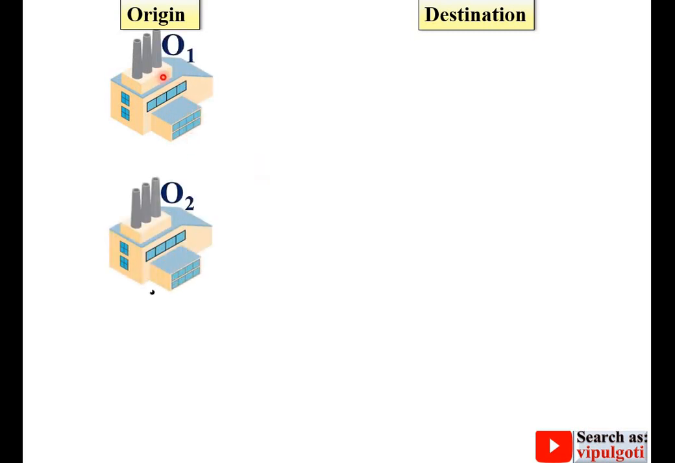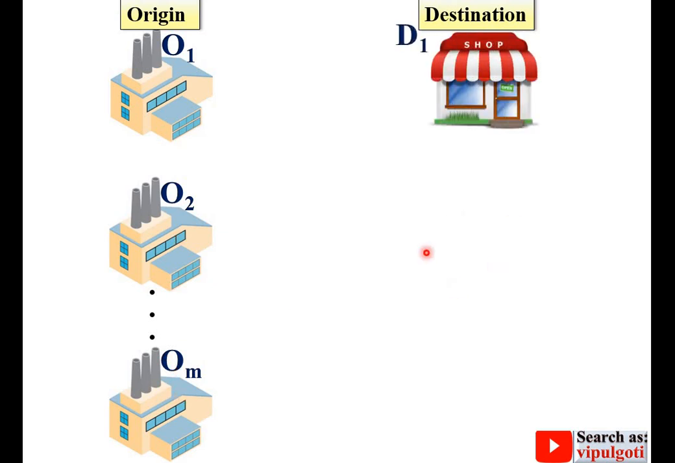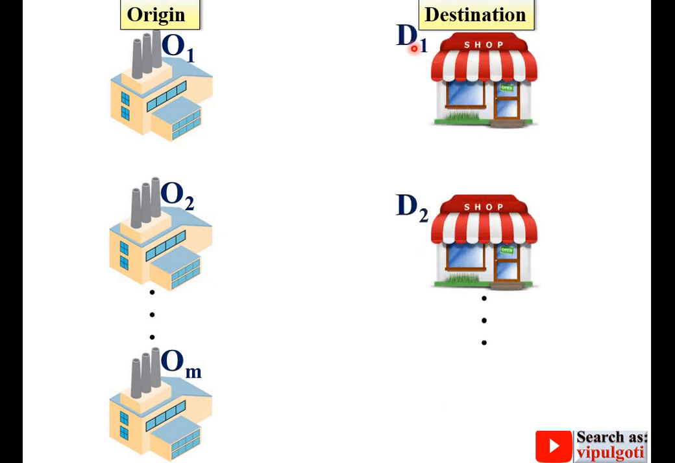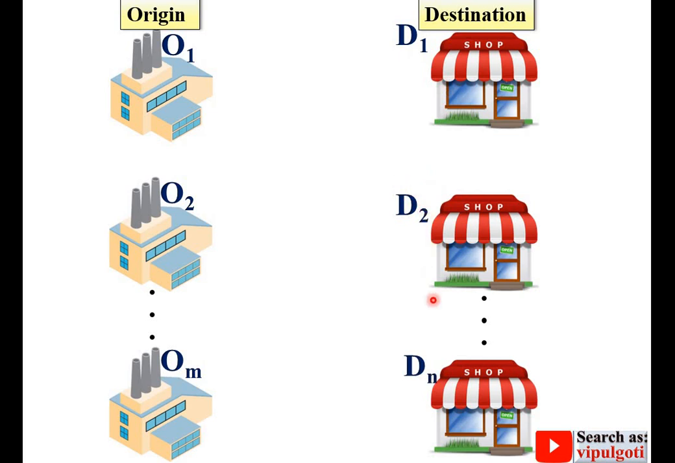So let's say we have origin O1, O2 up to OM. So these all are the origin, or you can say factory. And destination means retail shop, say D1, D2 up to Dn. So from this figure at least you can understand the origins are O1, O2 up to OM, meaning the number of origins is M and the number of destinations is N.